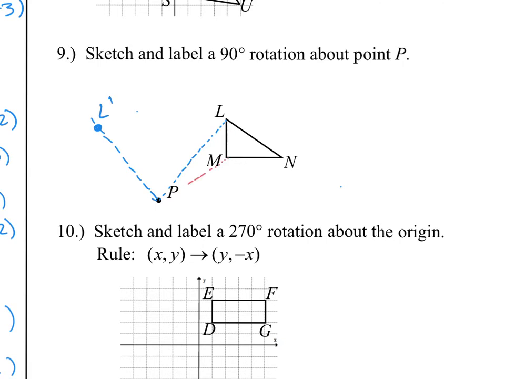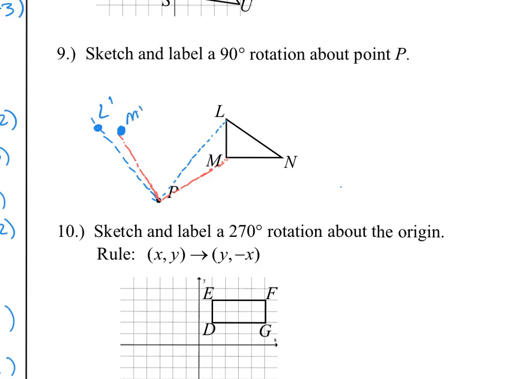So I need to draw a segment that is perpendicular to this red segment or forms a right angle. And again, using a corner of a piece of paper will help you get that angle right. And then my distance from P to M should be the same as my distance from P to M prime. So it looks like M prime might land right about here. That's not quite where it should go. I think it needs to be a little bit farther out. So maybe more like here. So that would be M prime.